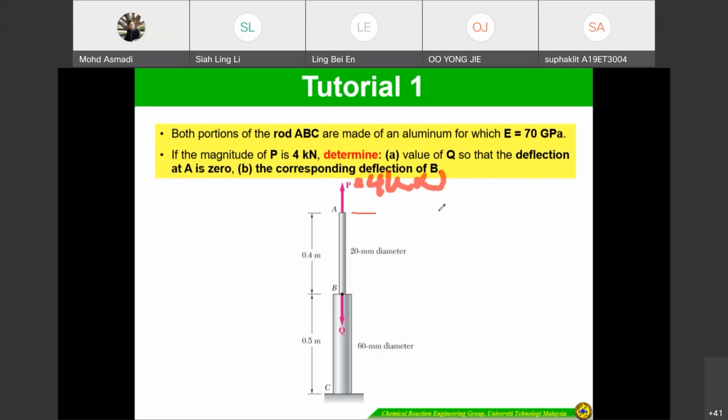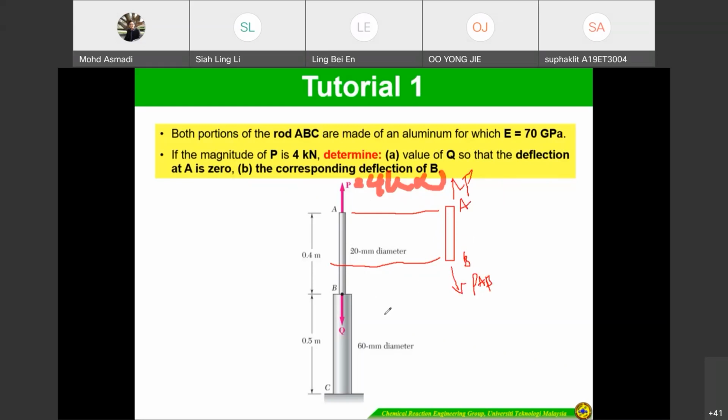So we have to cut here, force AB. Cut there, between points A and B. So this one is P, this one is P_AB. So first we have to determine the deflections, for delta AB.